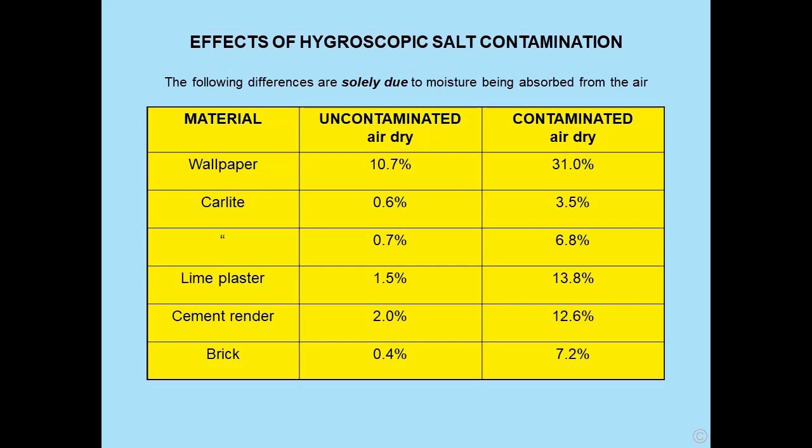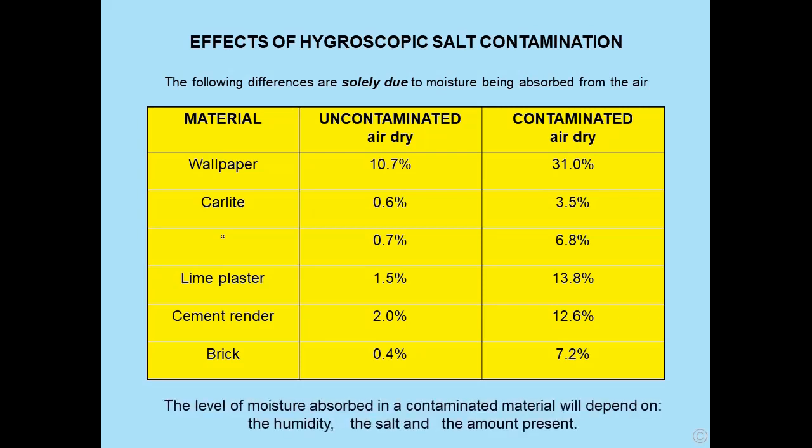However, it does illustrate these differences in moisture content solely due to the hygroscopic salt contamination. Basically, the more contamination, the greater the moisture concentration. Look at the high ones like the lime plaster and the cement render. I mean, they would be visibly damp. A red brick at the bottom, the 7-point-odd% would make it look distinctly red. Now, I mentioned earlier, the level of moisture absorbed in a contaminated material will depend on the humidity, the salt itself, and the amount present.